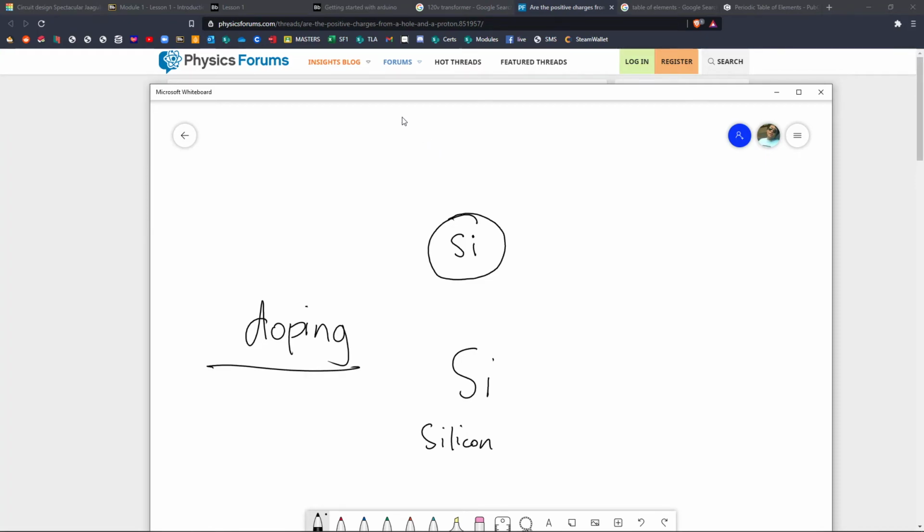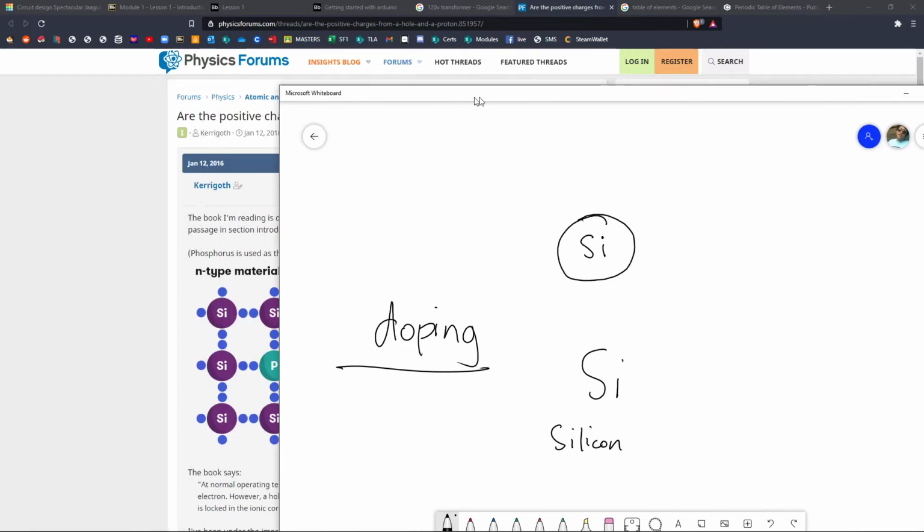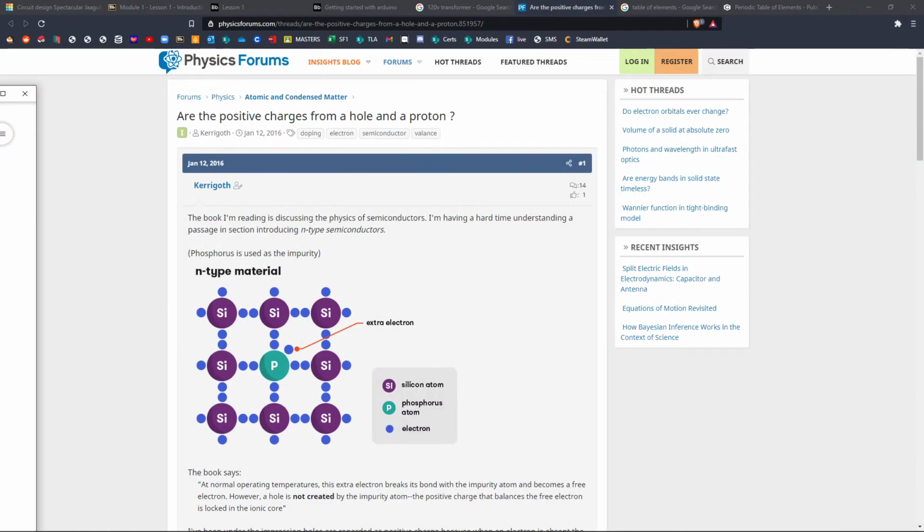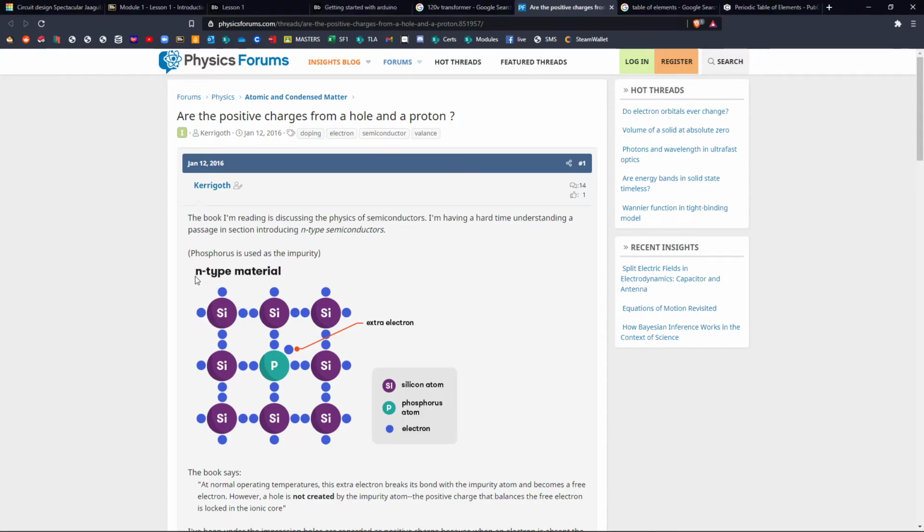Doping. When we say doping, for example high purity silicon, dadagdagan yan siya ng impurities, depende sa desired na effect natin ng semiconductor. For example, N-type, meaning negative type na semiconductor, dadagdagan siya ng phosphorus.